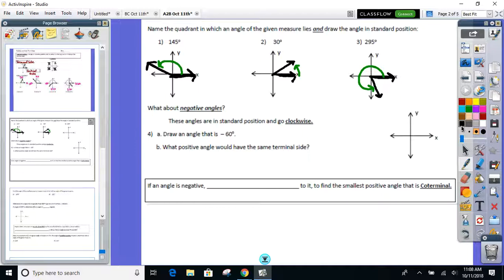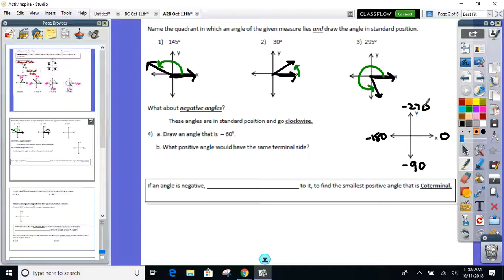So take this little graph I've given you right here. If I start at 0, what's going to be down here now? Not 270, but negative 90, because now I'm going clockwise. This would be negative 180. Up here, negative 270. So when you have a negative angle, you need to go clockwise instead of counterclockwise.